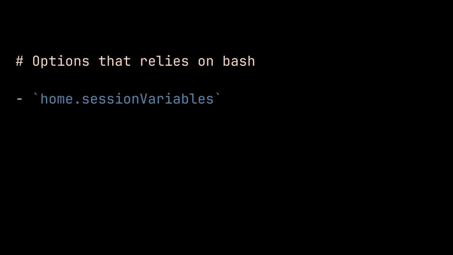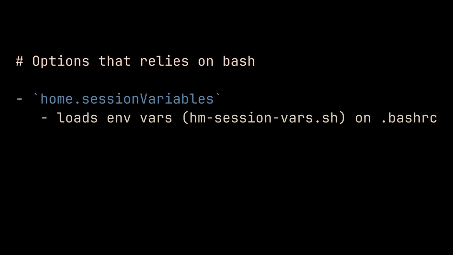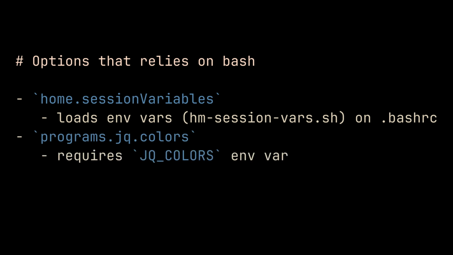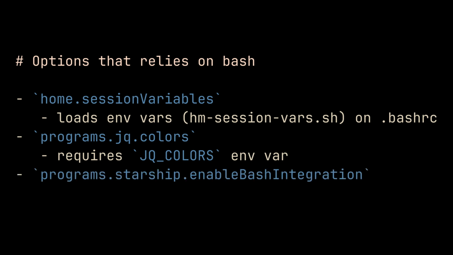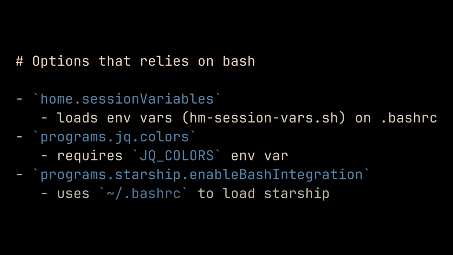For example, the home.sessionVariables option will not work because it relies on the bashrc file to set environment variables. And for the same reason, any program feature that relies on environment variables set by Home Manager will not work. Also, anything with enable bash integration might not work because typically it works by adding an integration script to the bashrc file. And this issue is not limited to bash, but also to zsh and fish if you use them.